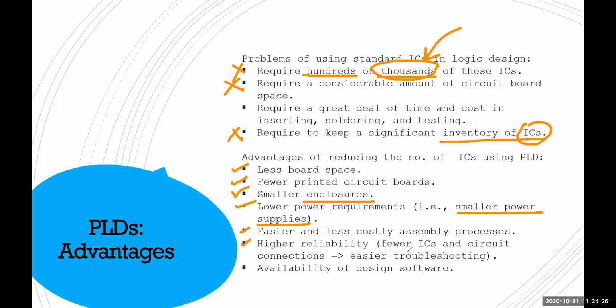Higher reliability. Why? Because you are dealing with fewer ICs, and circuit connections will be much easier. That's why if you have any problem, you can troubleshoot. Troubleshoot means you can check for the error. You have only 1 IC or 2 ICs and the connections are very few, so you can do troubleshooting more easily. Availability of design software. The software you use for programming it is very easy to find online.